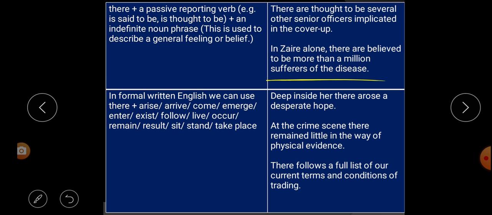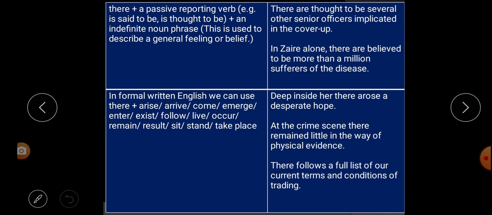One more example. In Jairel alone, there are believed to be more than 1 million sufferers of the disease. Look at the sentence here. There are believed to be. Introductory there plus be verb are, thereafter passive form, believed to be. Next, the indefinite noun phrase.